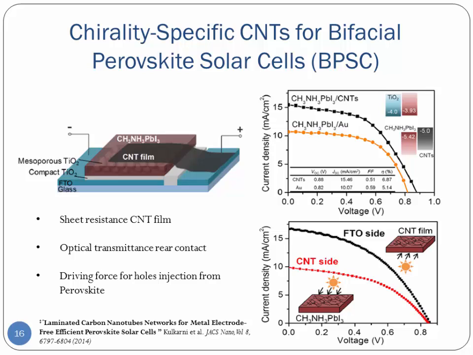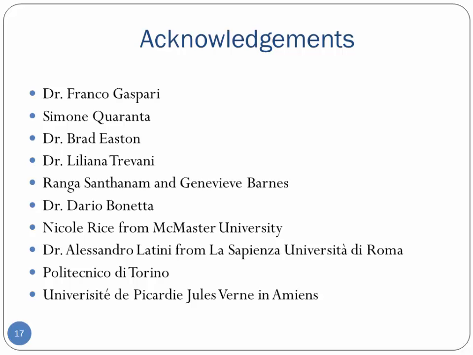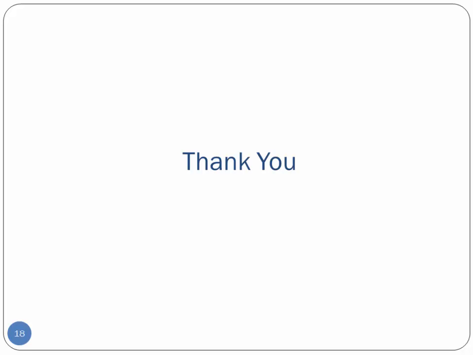So we thought that our approach, using different work function, different absorption peaks, and different conductivity by single chirality carbon nanotubes, can be useful even for those kinds of cells, for bifacial perovskite solar cells. So, thank you to everybody, and thank you to Professor Tagliaferro from Torino, and thank you to you. Okay?